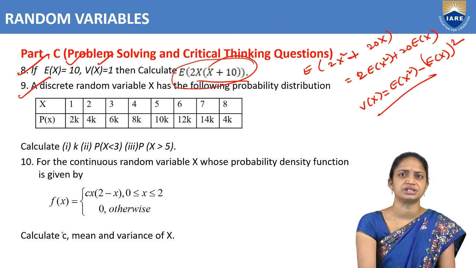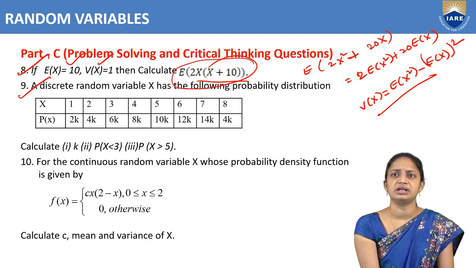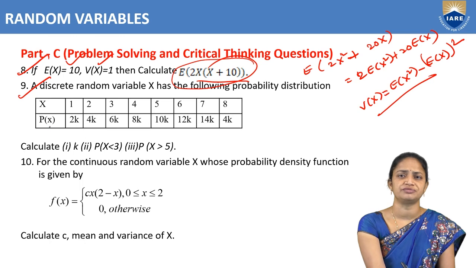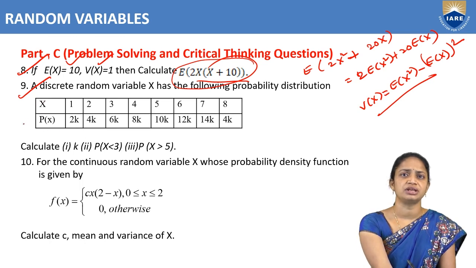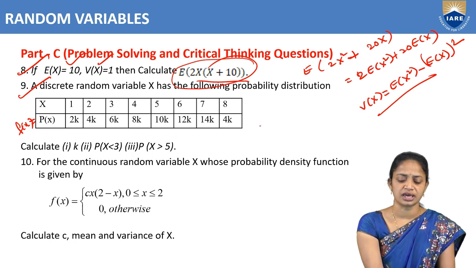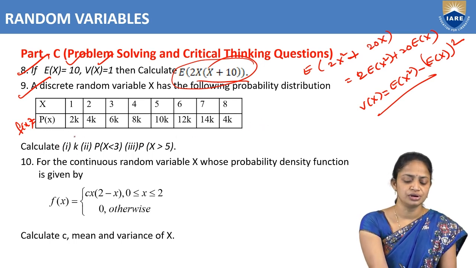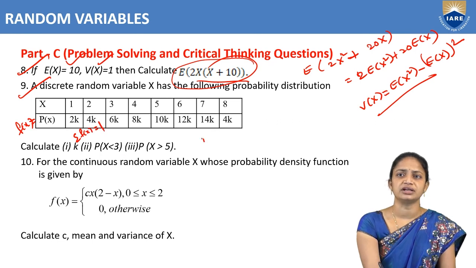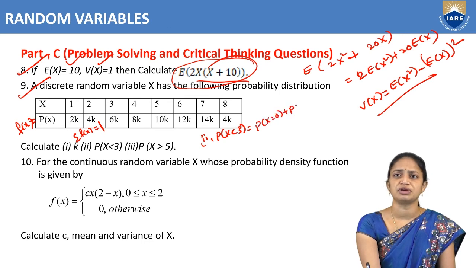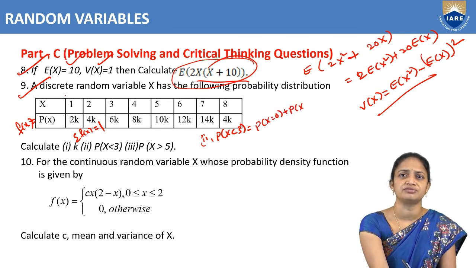And coming to the next question: a discrete random variable x has the following probability distribution function. This is the x value and this is p of x, that is nothing but f of x. And calculate k value. How to find k value? By using summation f of x equal to 1. For the second question, p of x less than 3 means p of x equal to 0 plus p of x equal to, sorry, here we don't have 0.